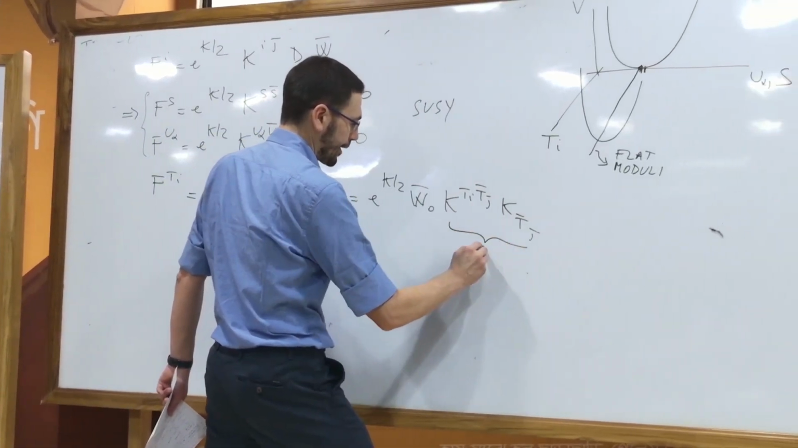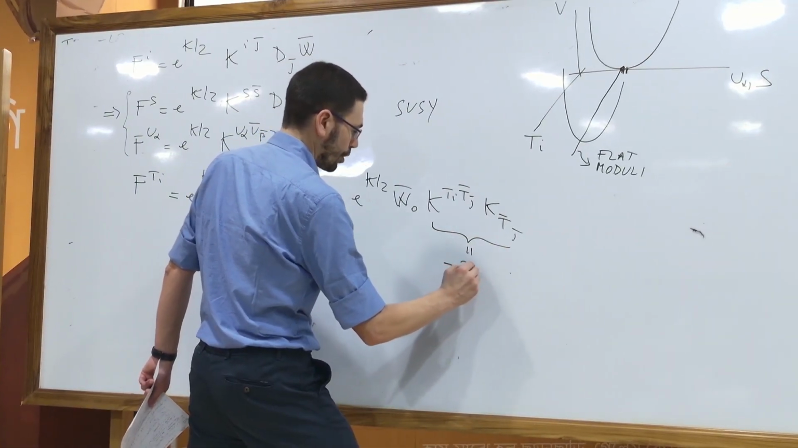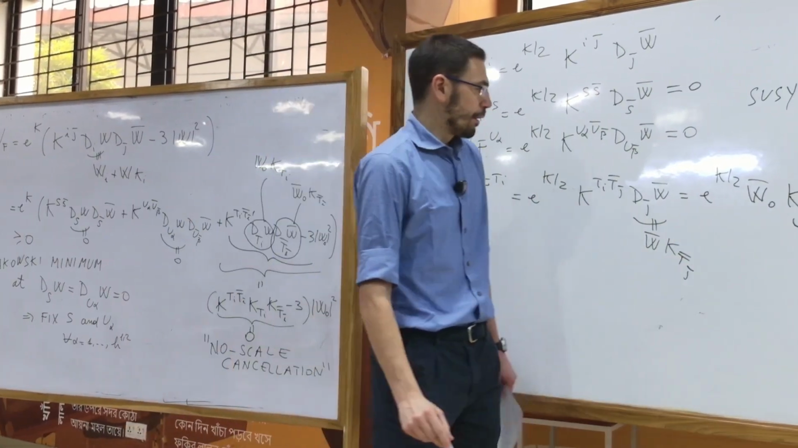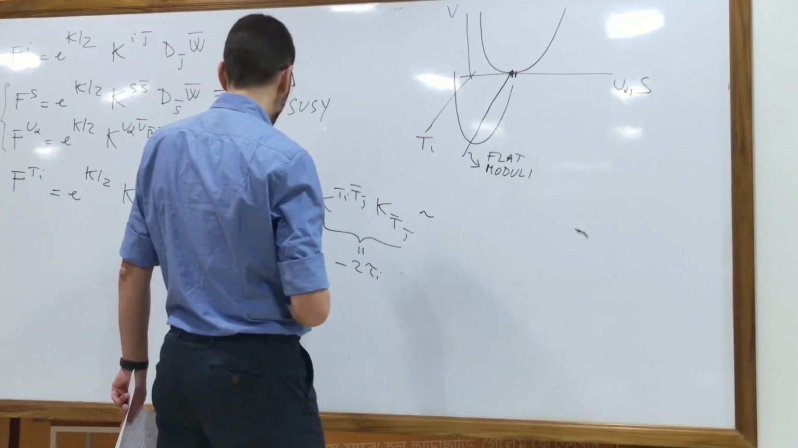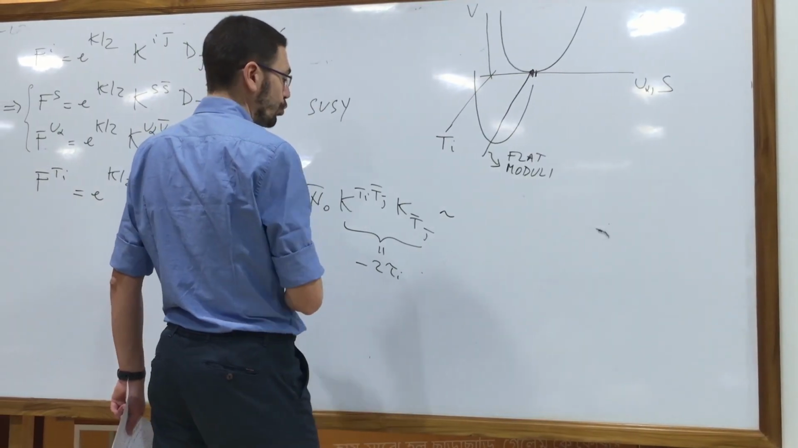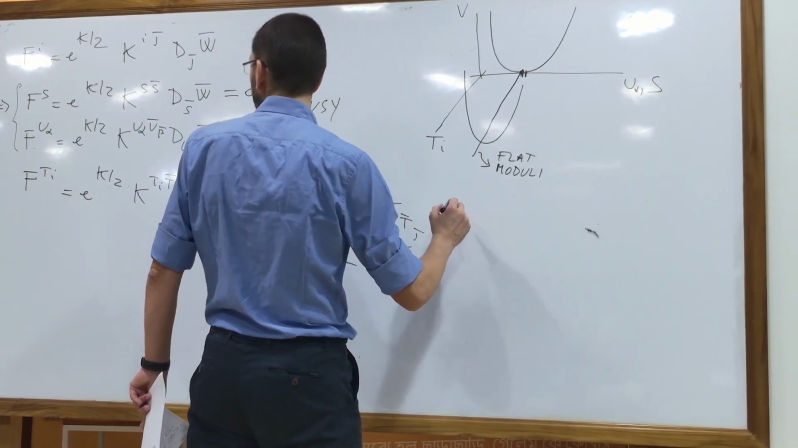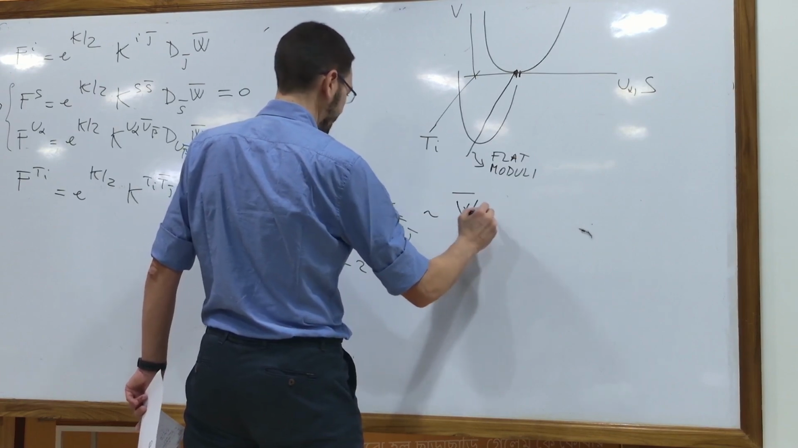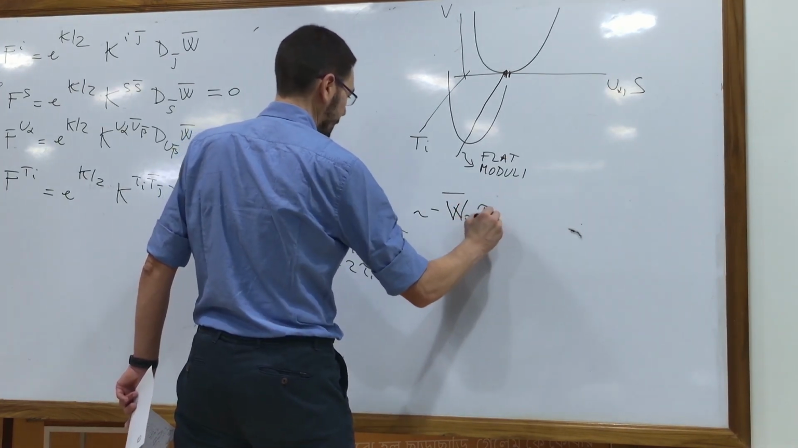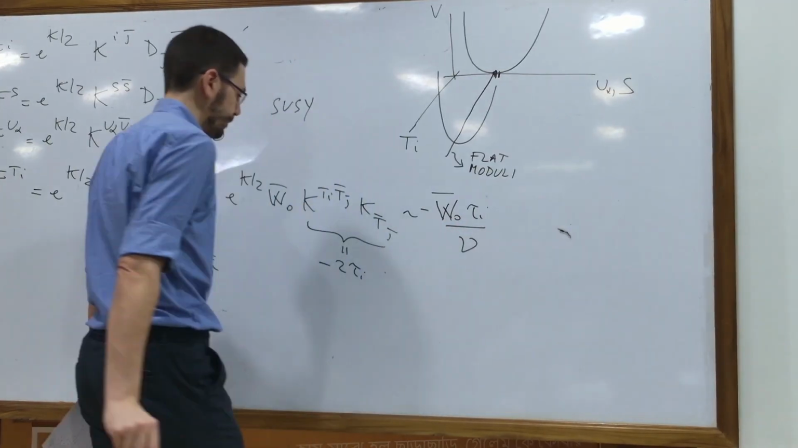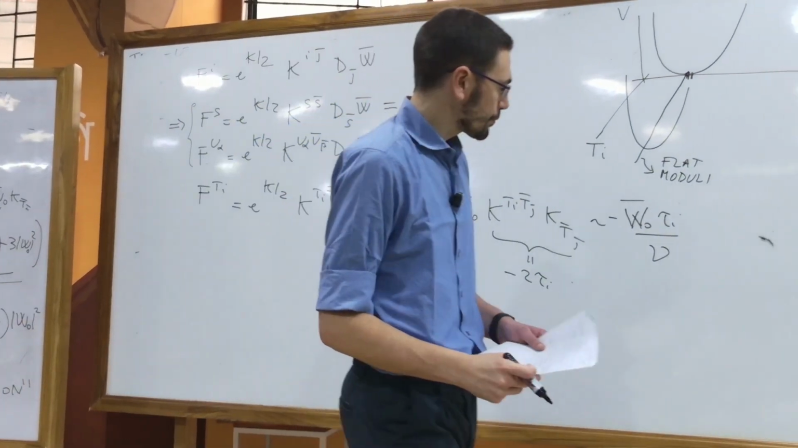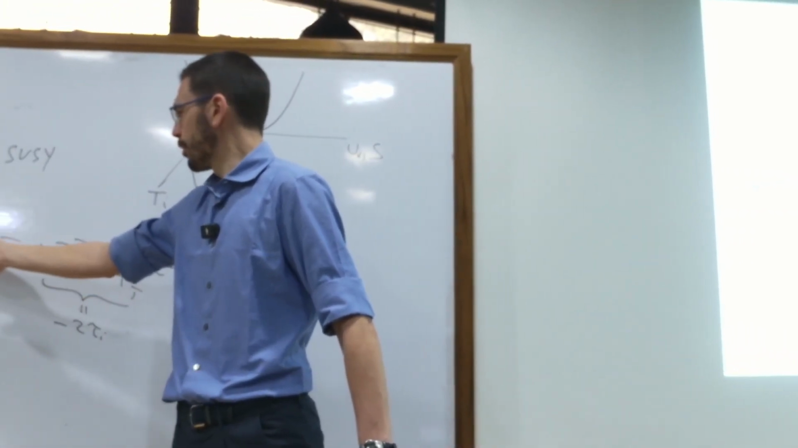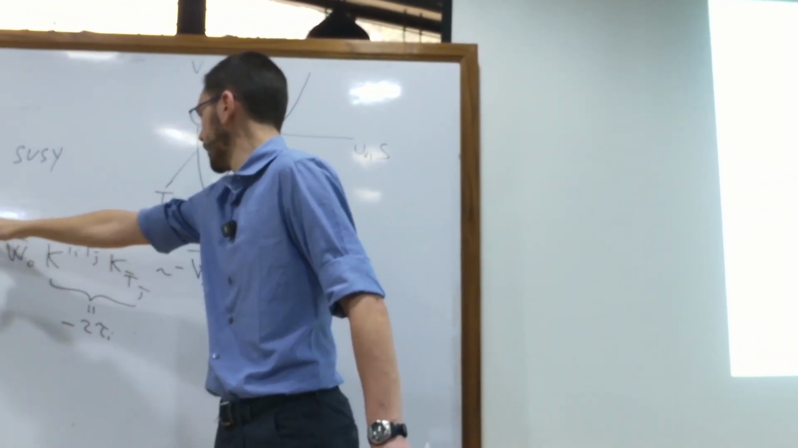A property of the Calabi-Yau is that this is minus 2 tau_i in general for an arbitrary Calabi-Yau. So this goes, roughly speaking, as e^K divided by 2, which goes like 1 over the volume. So this goes like \bar{W}_0 with the minus tau_i divided by the volume. Then there is also a factor with e^K complex structure, e^K with a dilaton, but I'm ignoring that.